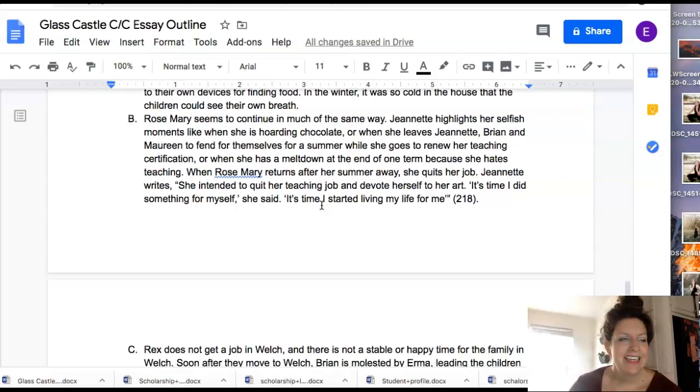Rosemary seems, like always, a little bit oblivious to the plight of her children. Jeannette often highlights her selfishness in this section, like when she's sneaking chocolate, or when she decides to keep the ring that they could have pawned for some money, or when she starts teaching but then leaves for the summer to renew her teaching certificate and comes back and quits. So she does seem to be highlighting more in this section how Rosemary is very selfish. That's different than the other sections where she didn't talk about her quite as negatively.